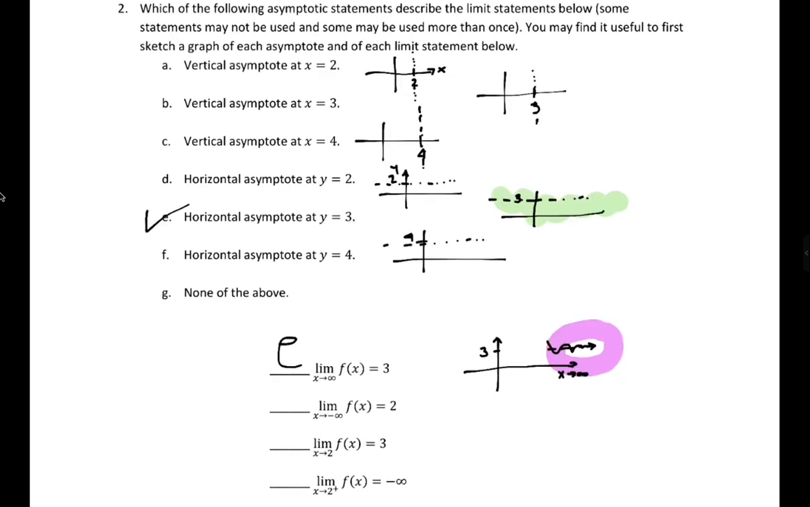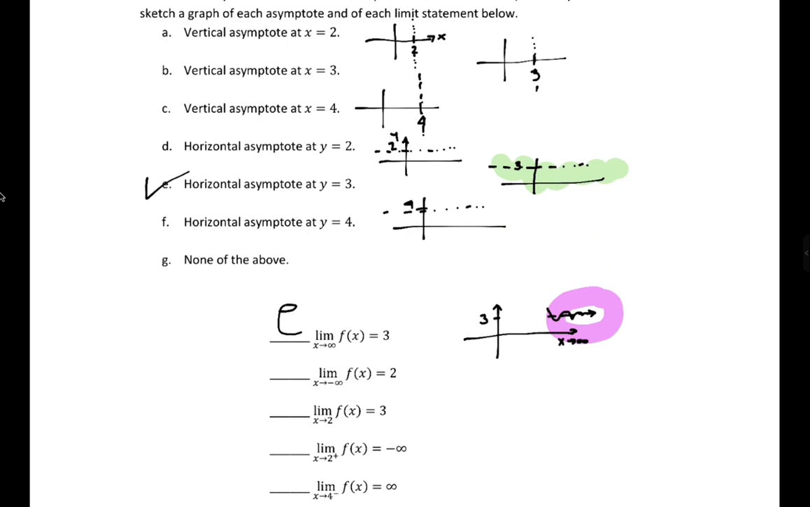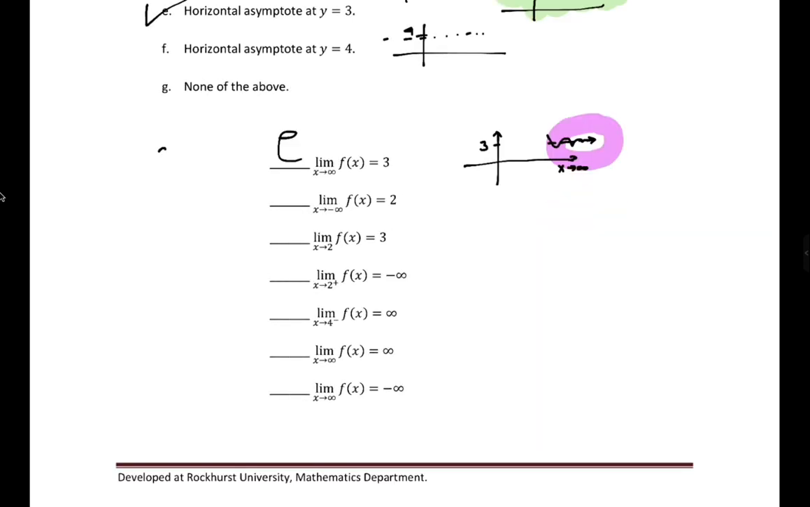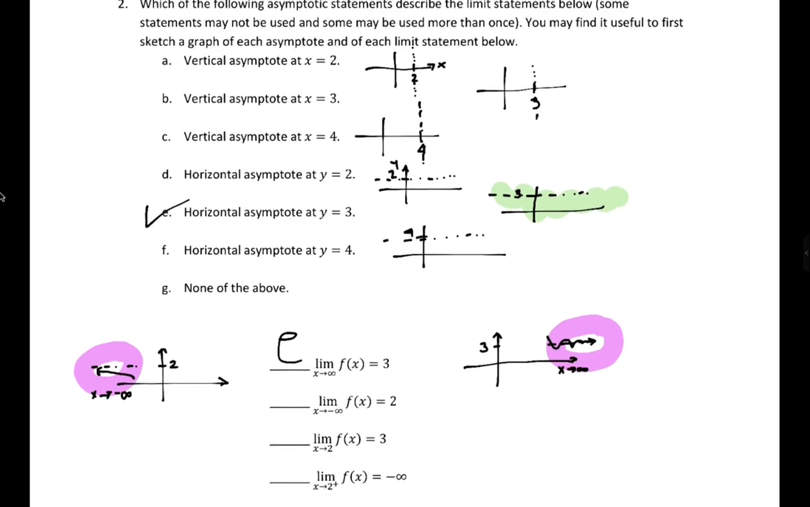Let's continue. The next limit statement is that the limit as x approaches negative infinity of f of x equals 2. So let's draw it on the left side. Now I'm told that x is approaching negative infinity and y is approaching 2. So I'm looking at the part of the graph that's over here. And again, I don't know exactly how it approaches, but let's say it looks something like that. I can compare this to the graphs that I drew above, and it seems like the one that matches the best is D.